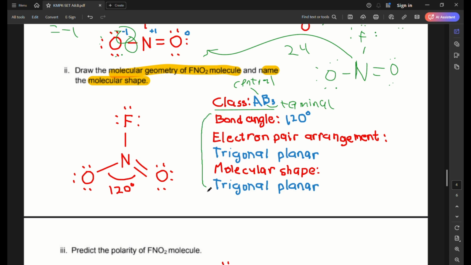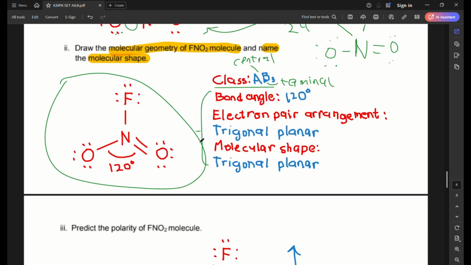Now for the rest, there's no other way of doing this except that you have to remember or memorize it. Once you draw the Lewis structure, the molecular shape should look like this. The bond angle is 120. The electron pair arrangement is trigonal planar. The molecular shape does not change anything, so it's still trigonal planar.